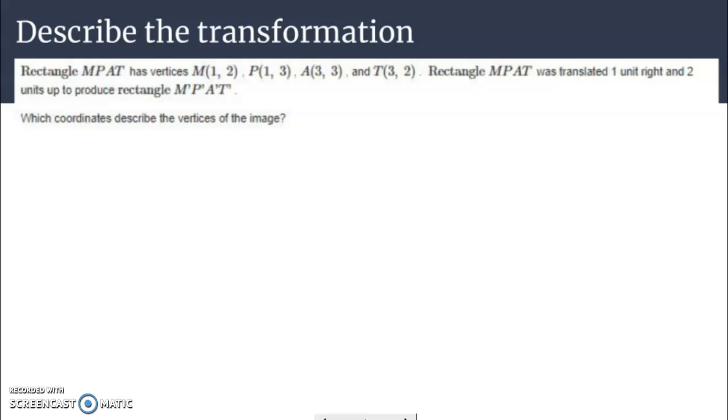Welcome back, everybody. Today we're going to be talking about different types of transformations and the effect they have on figures in the coordinate plane. If you can see here, we have rectangle MPAT with these vertices. It says rectangle MPAT was translated 1 unit right and 2 units up to produce M prime, P prime, A prime, T prime.